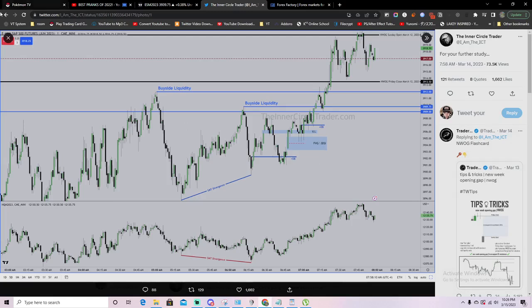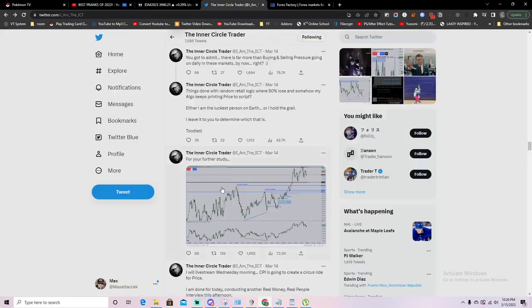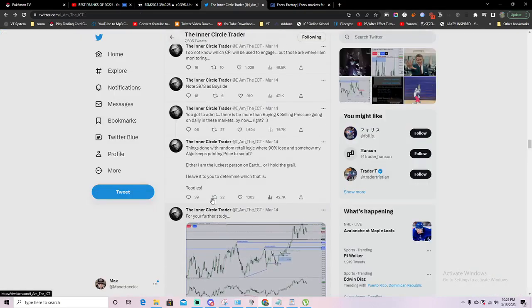marked. Yeah, I don't know what BISI stands for. What is that an abbreviation for? Or VI? I don't really know what that stands for, but it shows SMT divergence between the NQ. Okay, the NQ creating lower lows and the S&P failing to do so. For further study.